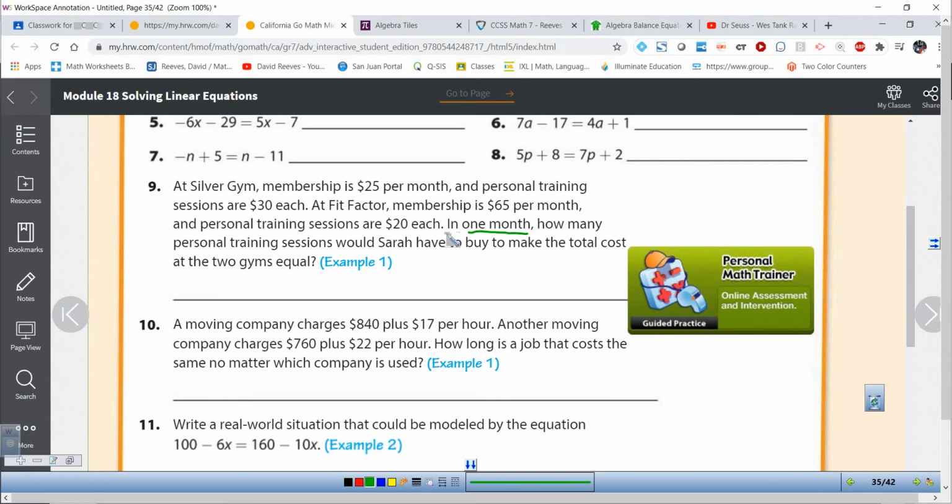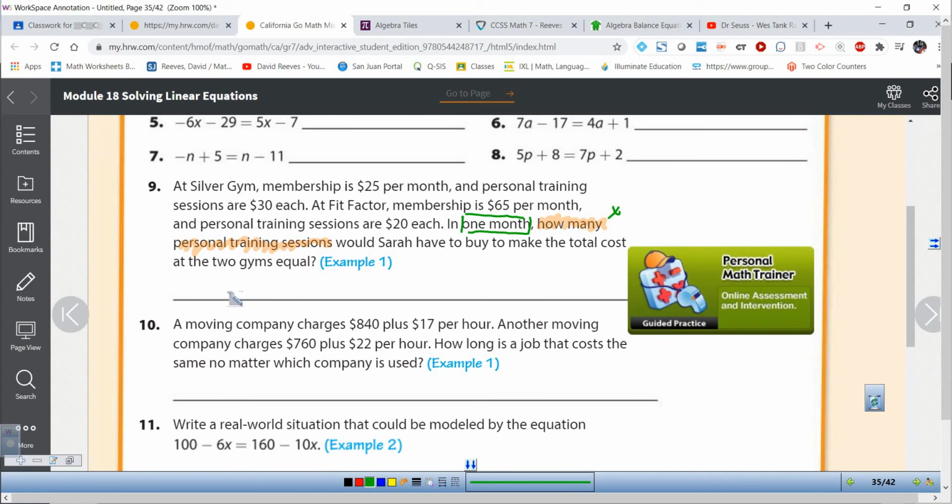All right, so what are we looking for? What is it that we don't know? All right, how many personal training sessions? That's our variable. We're going to call that X, okay? So even though this is a monthly fee, if we were working on a year, if we're looking at a year, that would be a reoccurring cost. But we're only looking at 1 month. So that's a one-time cost, right?